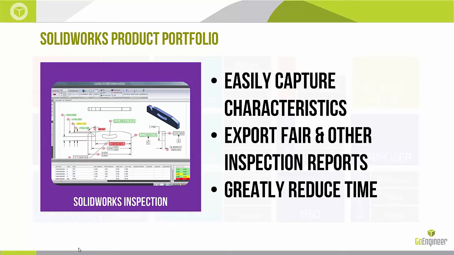We're able to export first article inspection reports as well as other inspection reports. And we do this all while greatly reducing the amount of time. So as a design engineer, I would spend anywhere from 2 hours to 2 days just making the inspection documentation for my design. And you'll see in just a few moments, we're able to take SOLIDWORKS Inspection and reduce that by over 98%. I almost get a full day back each time that I run this product. So let's take a look at SOLIDWORKS Inspection.